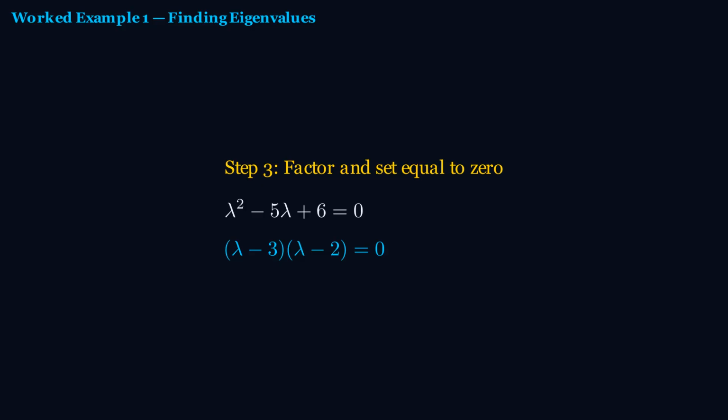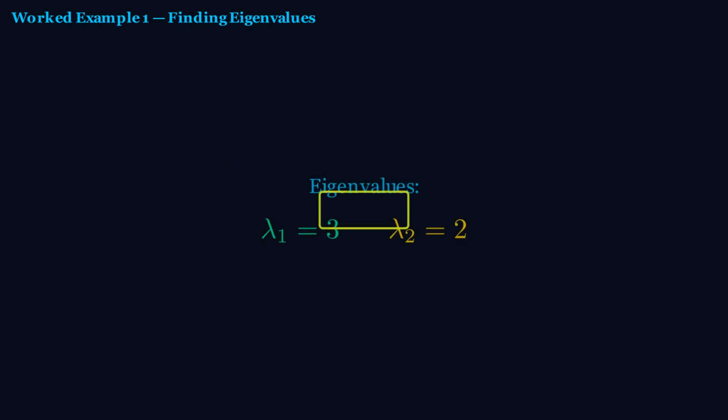Set the characteristic polynomial equal to 0. Lambda squared minus 5 lambda plus 6 equals 0. Factor. We need two numbers that multiply to 6 and sum to -5. Those are -3 and -2. The factored form is (lambda minus 3) times (lambda minus 2) equals 0. The eigenvalues are lambda 1 equals 3 and lambda 2 equals 2. Lambda 1 equals 3: the matrix stretches vectors in this eigenspace by a factor of 3. Lambda 2 equals 2: it stretches by 2. Every subsequent calculation, finding eigenvectors, diagonalizing, depends on these two values.